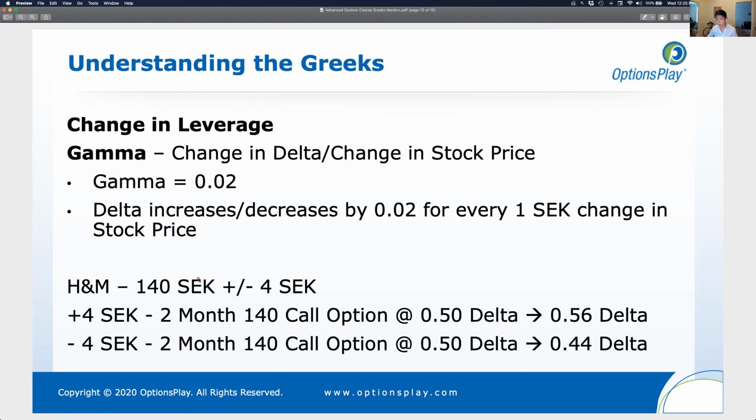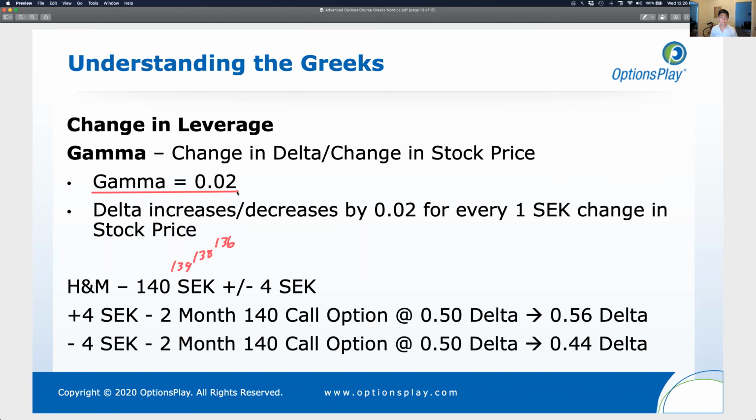If it goes from 140 to 139, I lose, let's say, instead of 50 crowns, I might lose only 48 crowns. And then as it goes from 139 to 138, so the trade is going against me, right? Instead of losing another 50 crowns, I'm only risking, let's say, 48 crowns or 46 crowns. And the further it goes against me, the lower I'm actually losing per crown that the stock moves lower. And that's really where gamma comes into play.